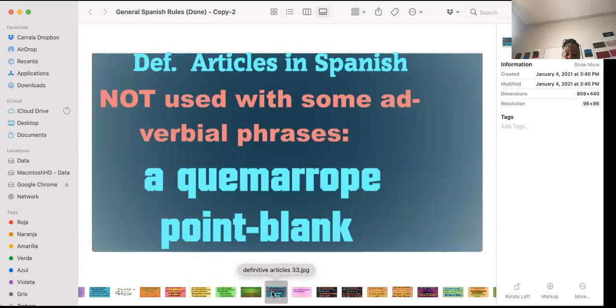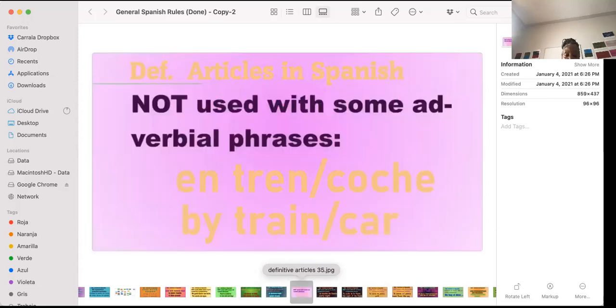A quemarropa means point blank. Oh, not used with some adverbial phrases, sorry. I went straight to the word. Okay. No definite article, not used with some adverbial phrases. En tren, en coche, by train, by car. There, it coincides with English.